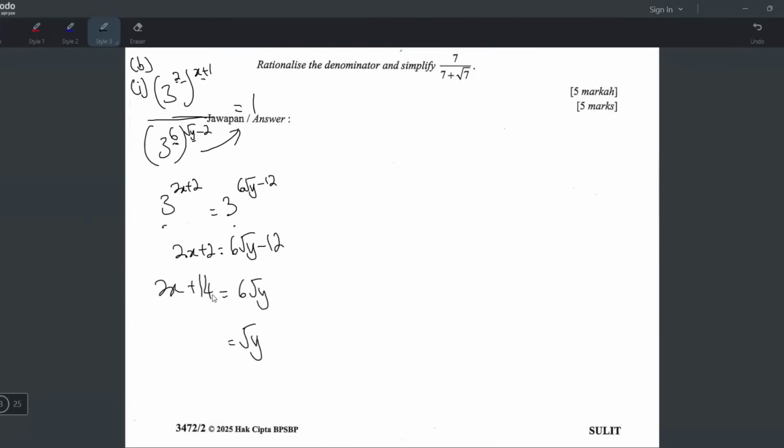But I know the 2 and 14, they both can divide by 2, right? So let's factorize completely first. So it becomes x plus 7 and then only over 6. Now can cancel. So now it becomes y equals, okay, now you take away the square root. Okay, so it becomes x plus 7 over 3. But when you square, it has to be the everything squared.